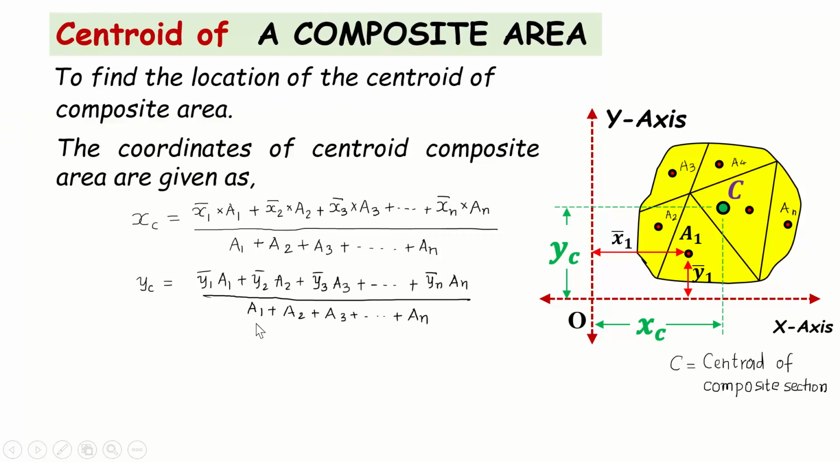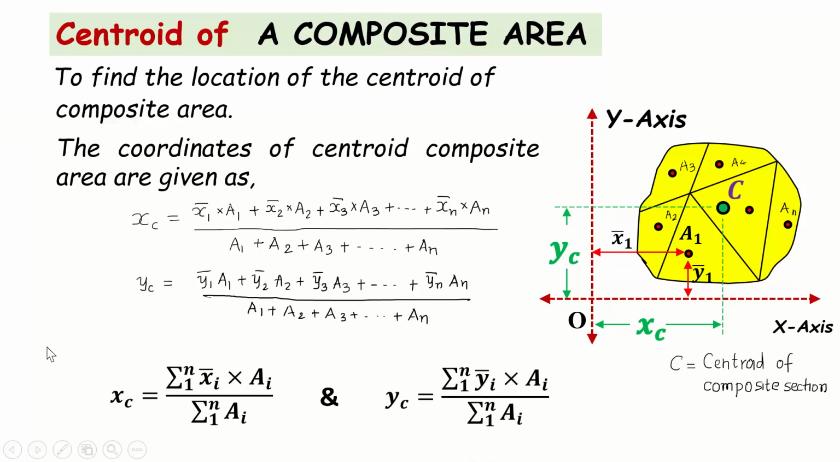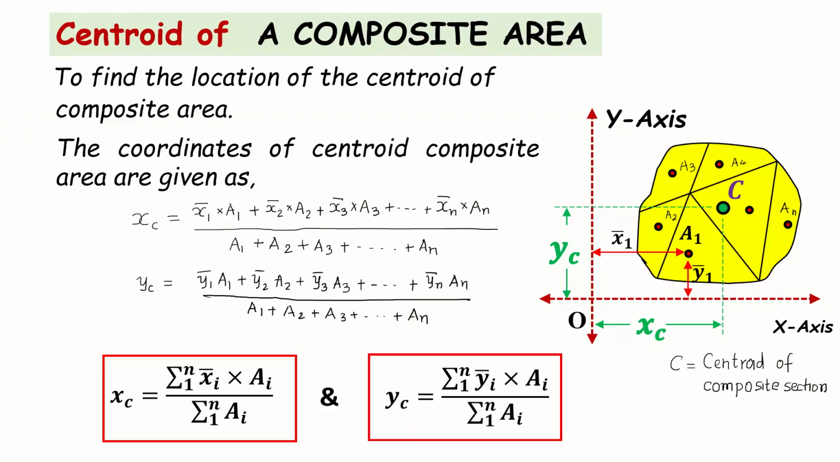Mathematically this can be expressed in the form of summation. So xc will be summation of x and A, where x is the distance from the y-axis, and A stands for the area of individual sections. In the denominator we have summation of all the areas. This is x bar we got, friends, and similarly we will be getting y bar. So this is x bar and this is y bar. By following this simple procedure, you can find out the centroid of a composite area.